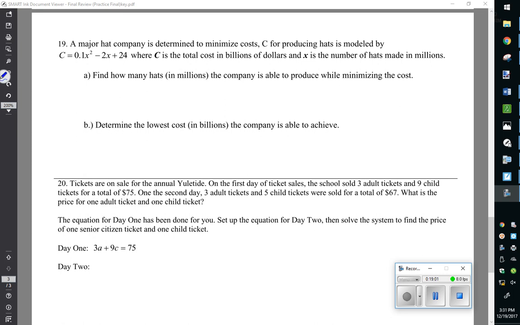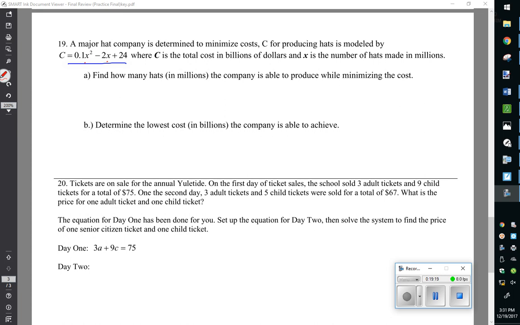On number 19, a hat company is trying to minimize cost. This is the cost for producing the hats, where C is the total in billions, and X is the number of hats made in millions. How many hats should you produce to minimize the cost? So we're trying to find hats. We're trying to find X.